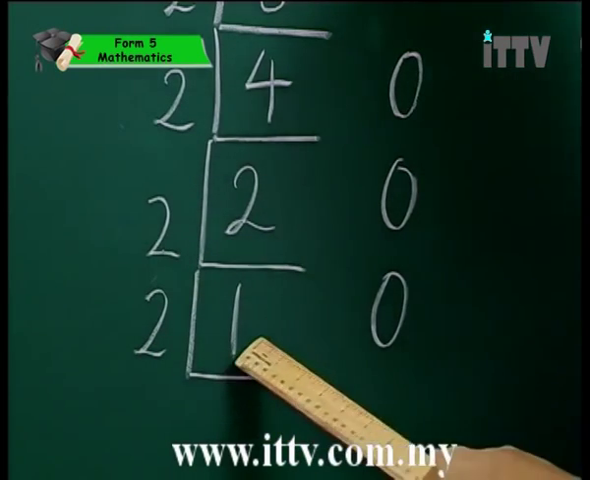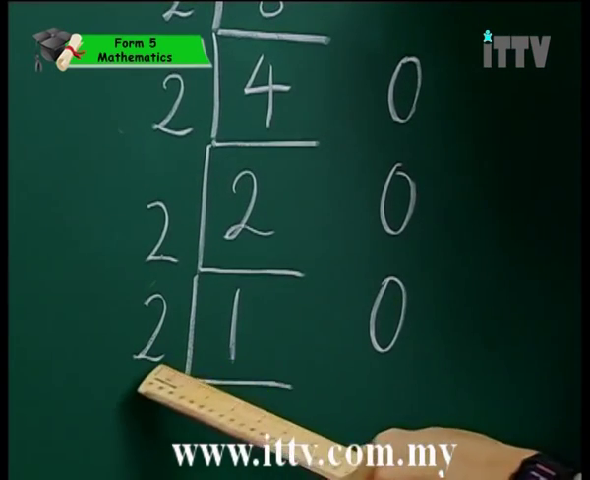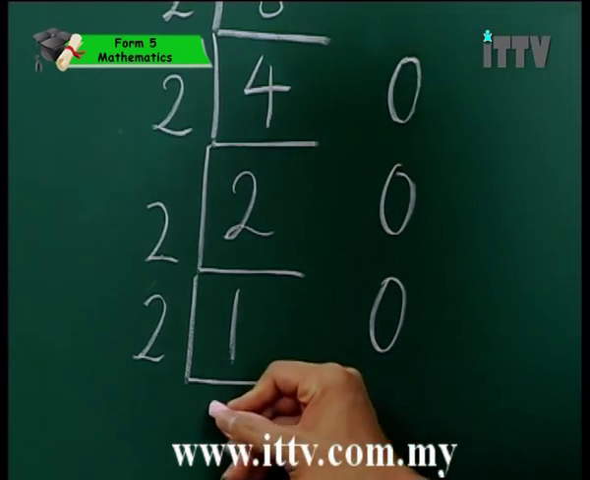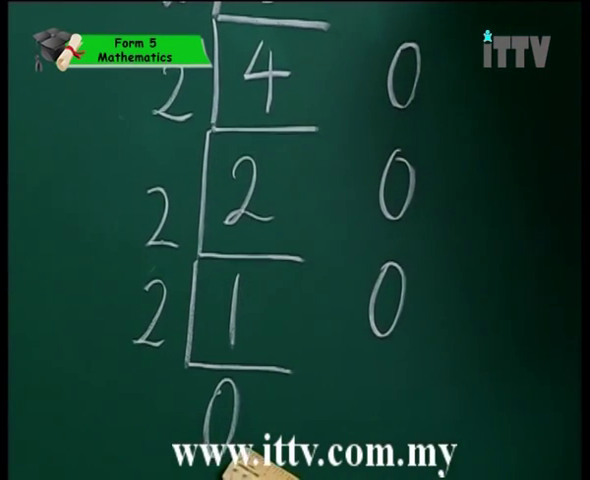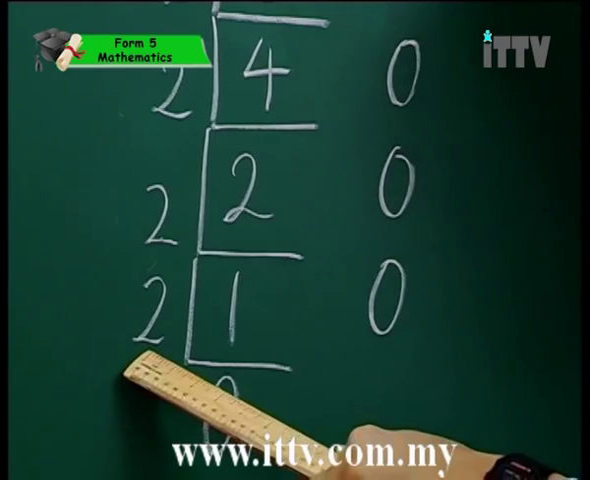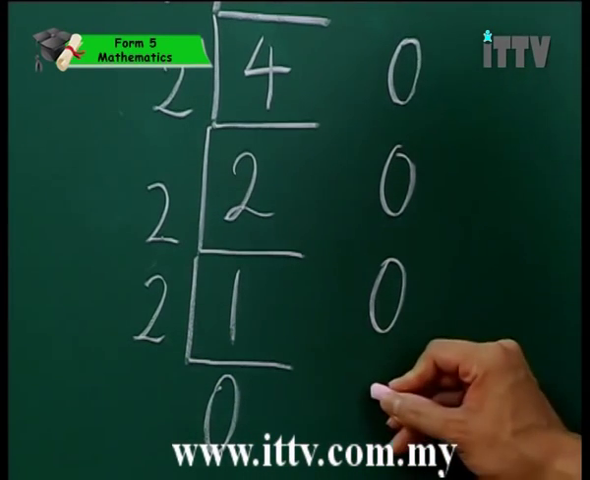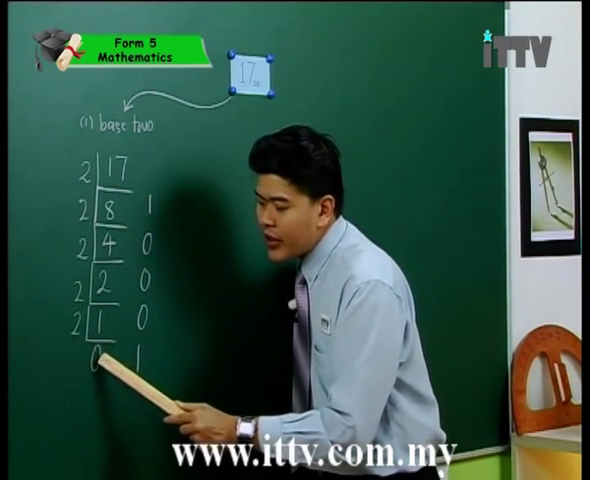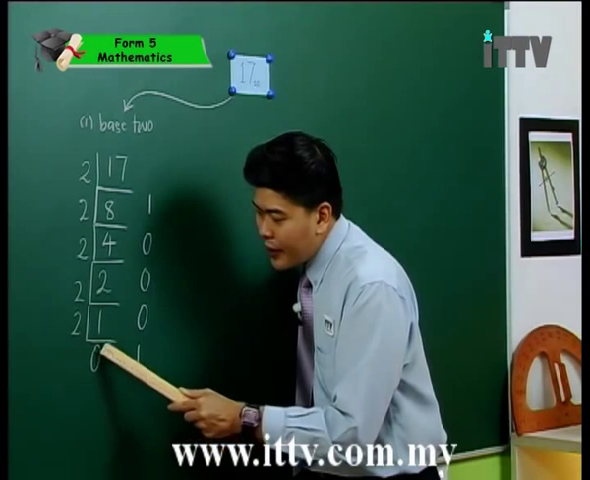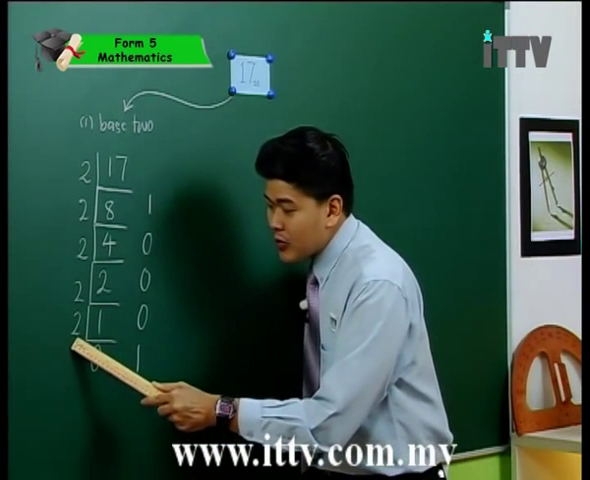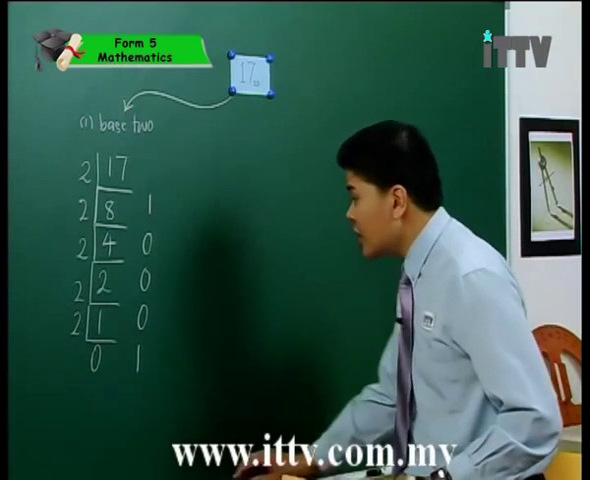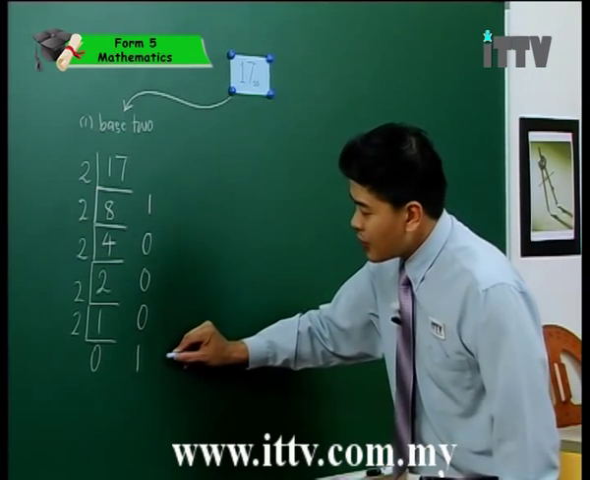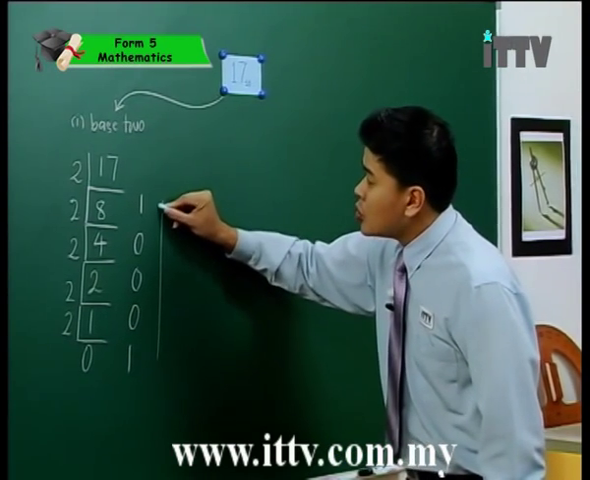When the number inside here is smaller than 2, we stop the division process by putting 0 right now. Because 0 multiplied by 2 gives me 0, and the difference between 0 and 1 gives me a remainder of 1. So we have to divide repeatedly until we arrive at 0, and this is achieved when the number inside is smaller than the number outside. So we have done repeated division. All we have to do now is remember to read the remainders and join them together from bottom to top.